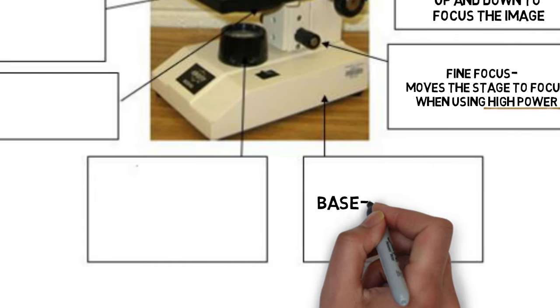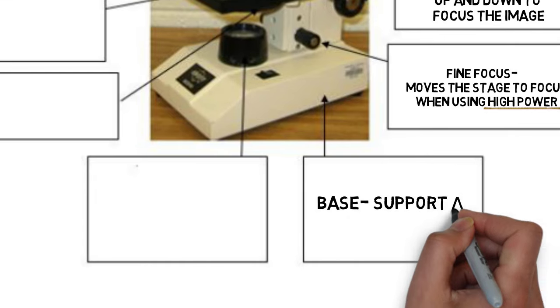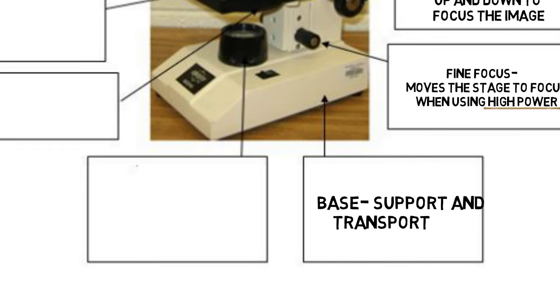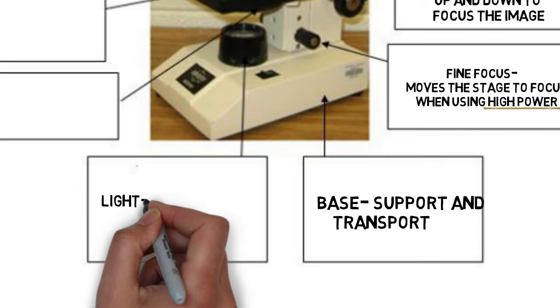At the bottom of our scope we've got the base, and again, the definition, like the arm, is support and transport. Obviously it supports the microscope, and when we're carrying a microscope or moving it, we would want to have one hand under the base and the other hand on the arm.